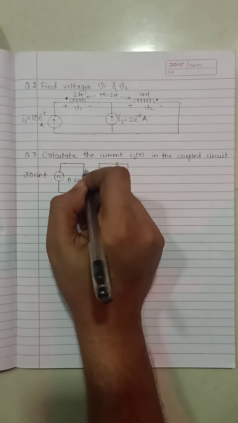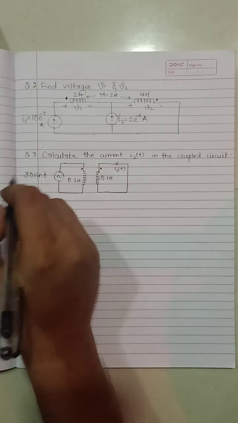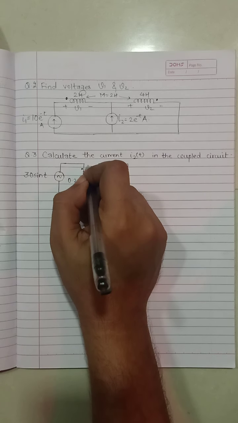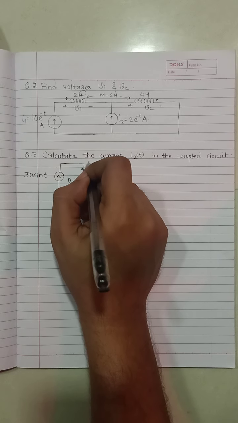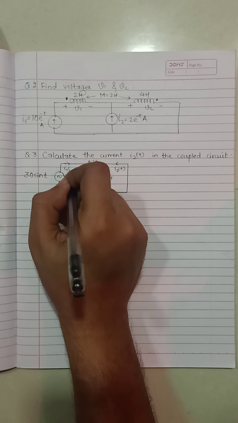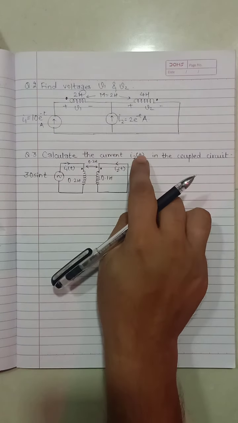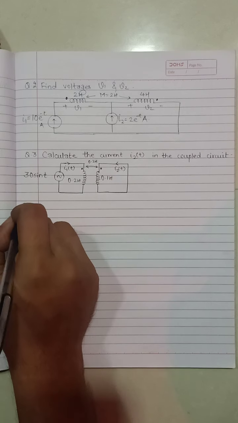Dot is given here, and in this case the dot is given here, and the mutual inductance is given as 0.2 Henry. I1 is flowing in from here and I2 is flowing in from here. So we need to find the value of I2 of T.